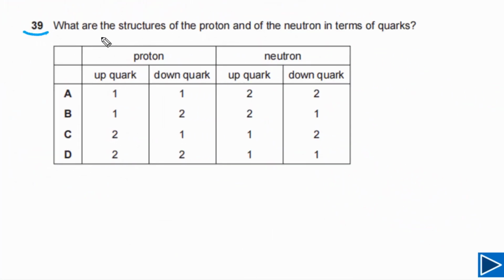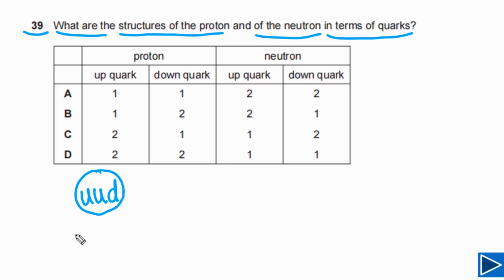For question number 39, we need to find out what the structures of the proton and neutron are in terms of quarks. Simply, we need to find the right quark composition of the proton and neutron. First, let's understand the quark composition of the proton. A proton consists of 2 up quarks and 1 down quark. So this is the quark composition of the proton.